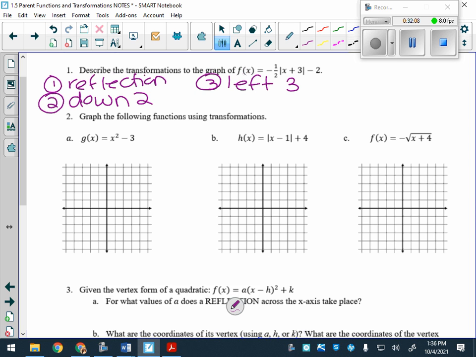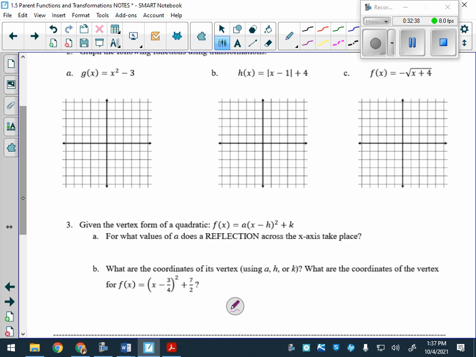Is it a stretch or? It's a vertical compression. It's okay. By 1/2. Okay. If the absolute value of A is between 0 and 1, then it's a vertical compression. If the absolute value of A is greater than 1, then it's a stretch. The negative just means reflection. Okay, good job.